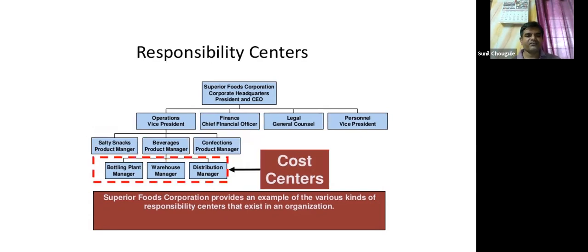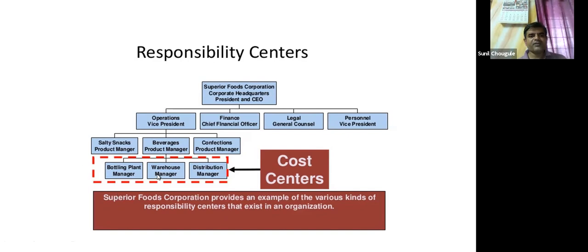Now cost centers: bottling plant, warehouse and distribution. These all are processes. Salty snacks or beverages are packed in a bottle, and the company needs bottles of its own. When bottles of the required size are bought from a manufacturer who has a bottling plant, it may cost higher. But whether the bottling plant is owned by Superior Foods Corporation or they are buying bottles in bulk quantity from a manufacturer of bottles, it is costing them, isn't it?